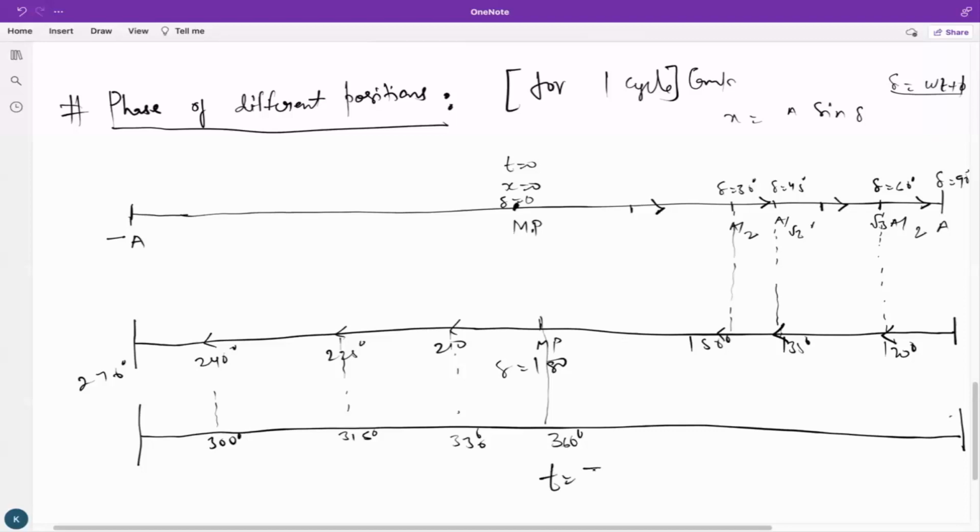This is T equal to T, one complete cycle. So this is the thing that I am trying to show.